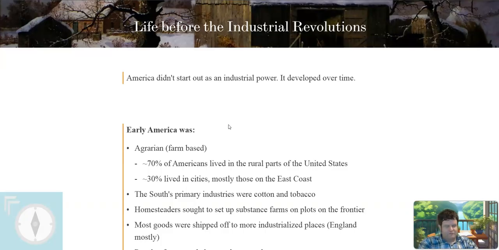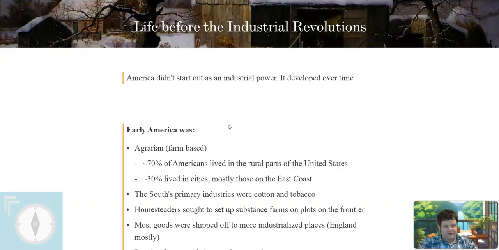The South was particularly farm-focused. We're talking about south of the Mason-Dixon line. And primarily, we would see their industries be tobacco, and then later on, getting close to the Civil War, cotton became important. In this early America, there were a lot of people whose ambition was homesteading. They wanted to go out and set up a farm on the frontier.